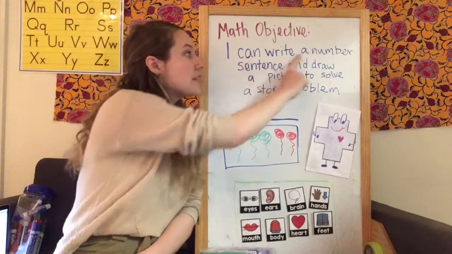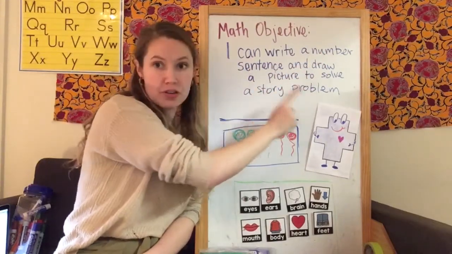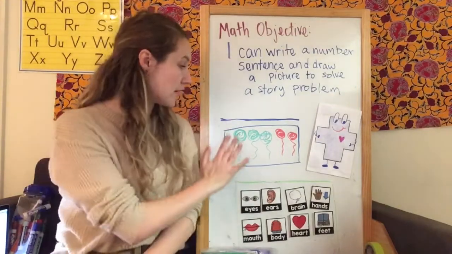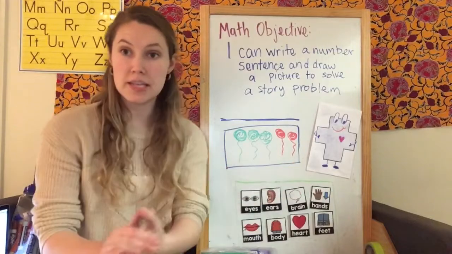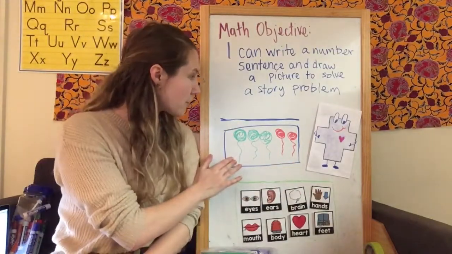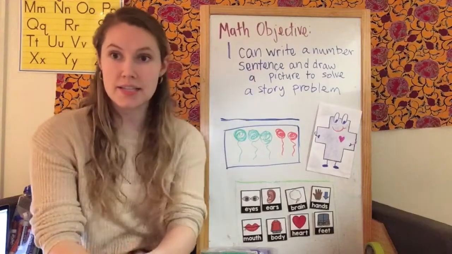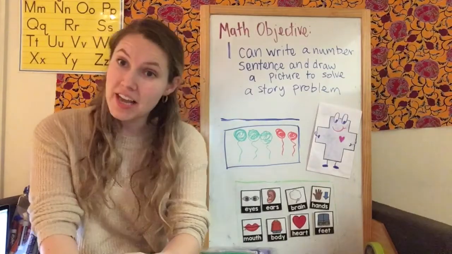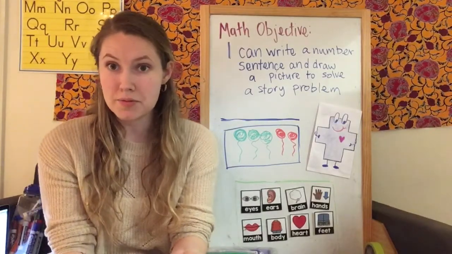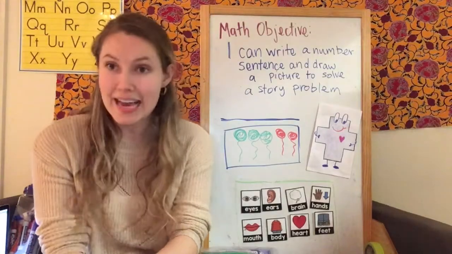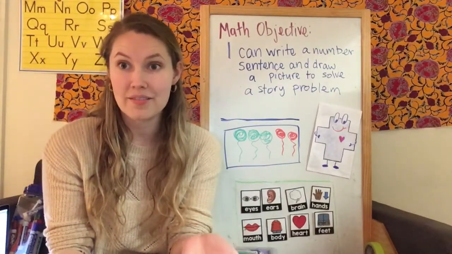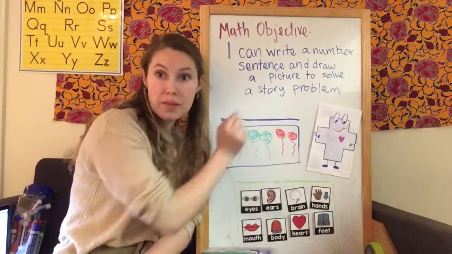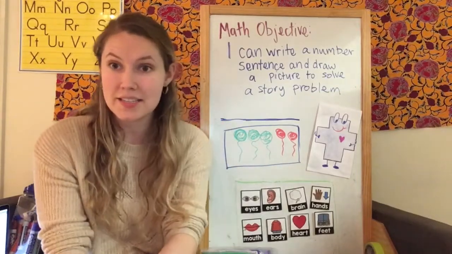Now remember, our objective is to write a number sentence and draw a picture to solve our story problems. So our story problem was that I saw 3 red balloons and 2 green balloons in the park. I already drew my picture, so now I need to write my number sentence. A lot of those words that we talked about yesterday, like in all and all together, are things that you're going to hear in your story problems, right? In this story problem, it said, how many balloons are there in all? So that means that we're going to need to talk about the balloons and count them all up to help us write our number sentence.